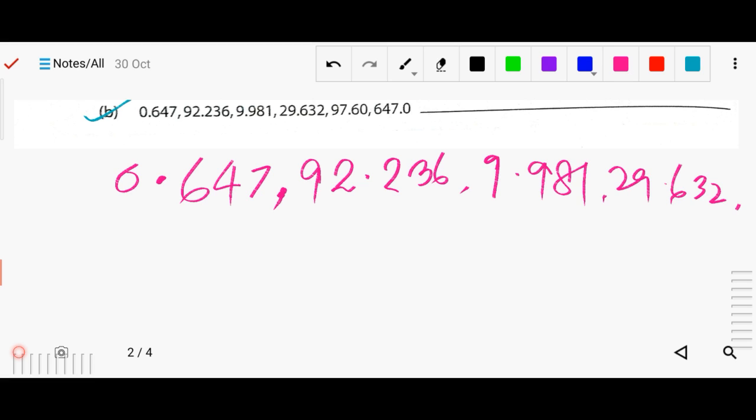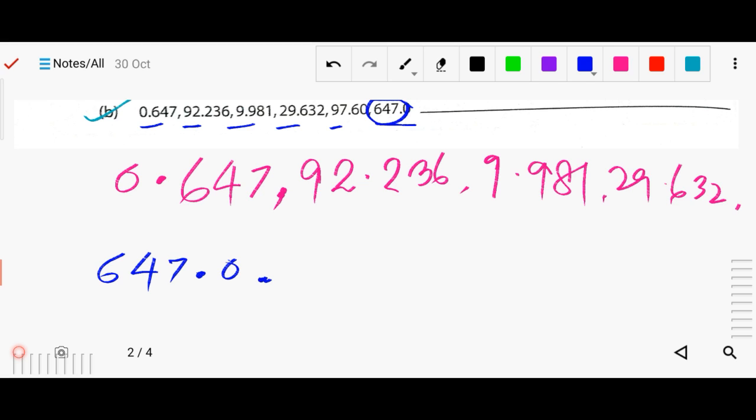First of all you can see here is 0 before this whole part. You can see here is 29, here 97, here is 647. Of course this 647 will be the greatest. So first you write 647.0. This is your first number.